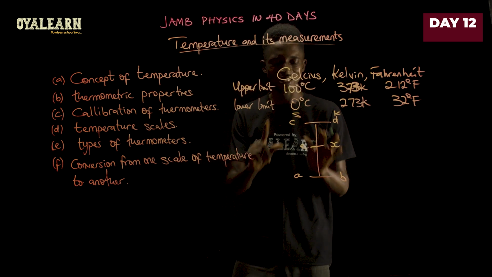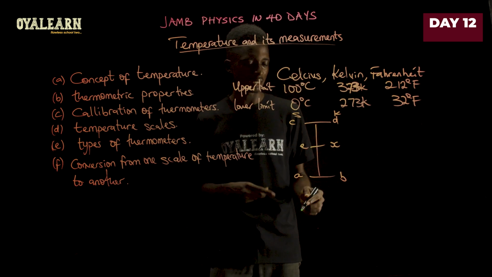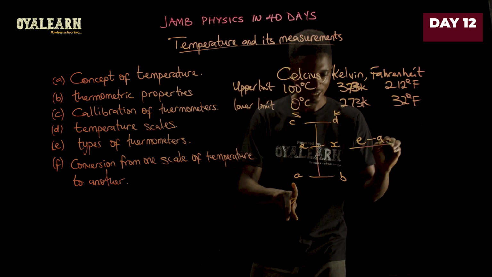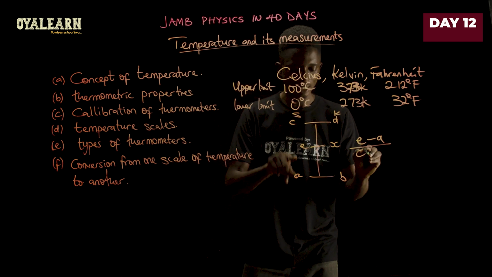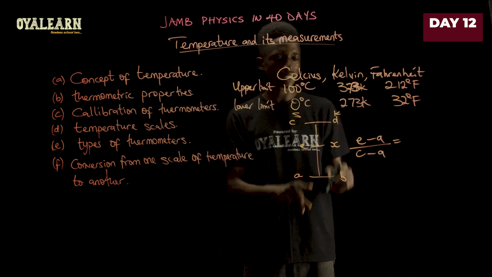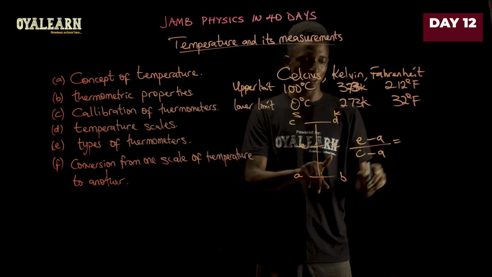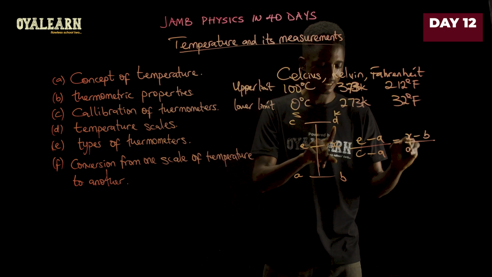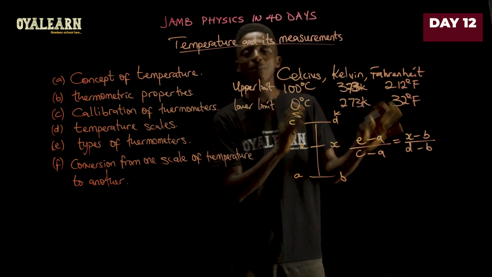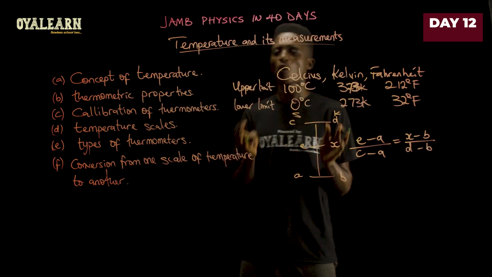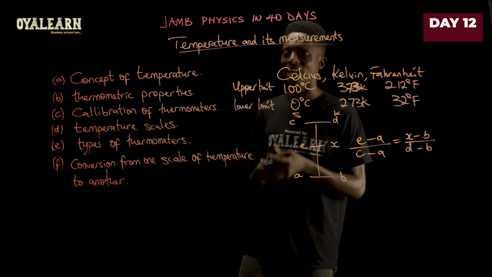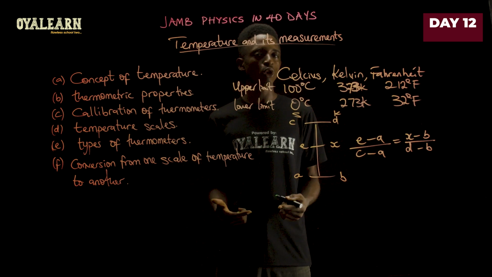What do you do in this case? A simple ratio will help you solve this. You just do E minus A over C minus A and equate that to the same thing on this K scale. So you have X minus B divided by D minus B. Applying this will help you to convert from any scale at all, not just from Celsius to Kelvin to Fahrenheit and the likes, but even from unknown scales, right?